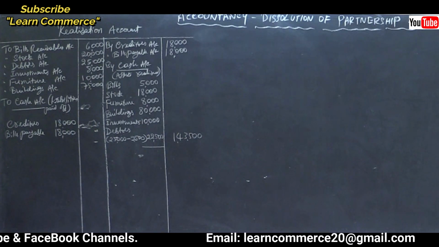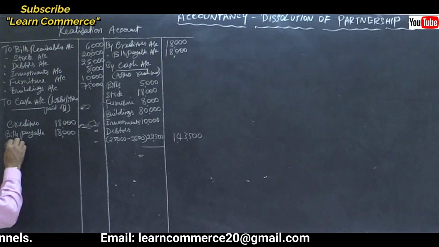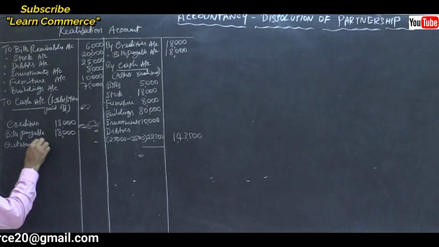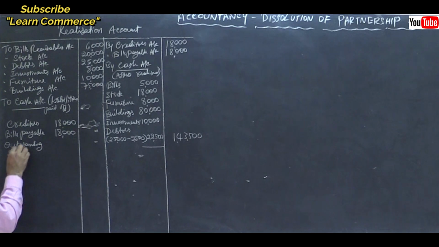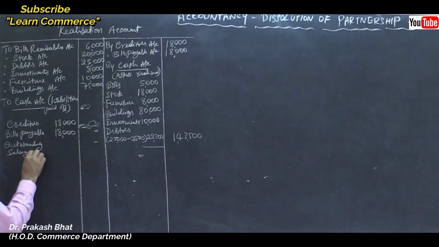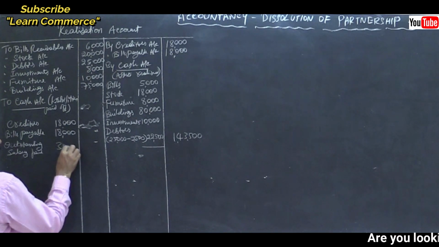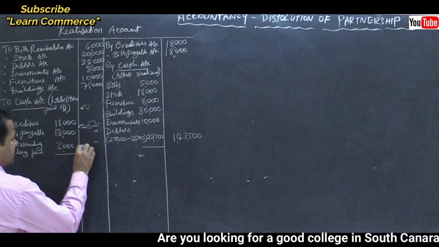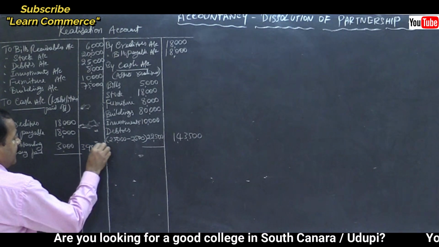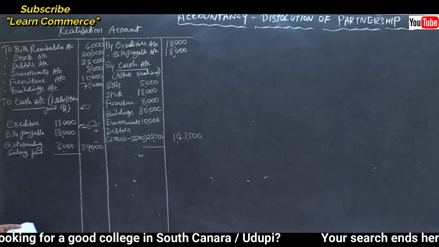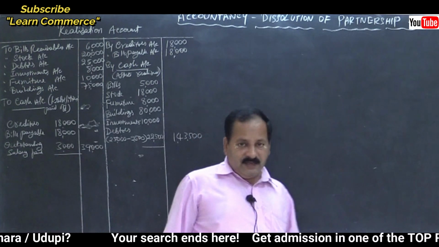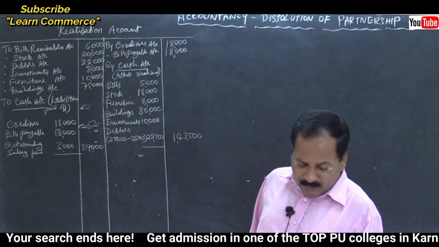Then outstanding salary is also paid, right? Outstanding salary paid 3,000, right? So it will be 39,000. Is that correct? Yes, it is. 39,000. Now let us see whether there are any other entries. Yes, there is one more entry.